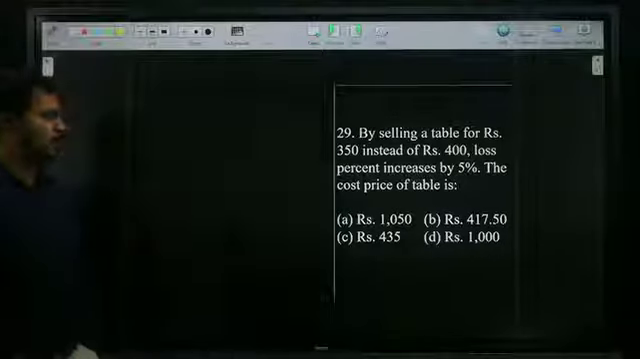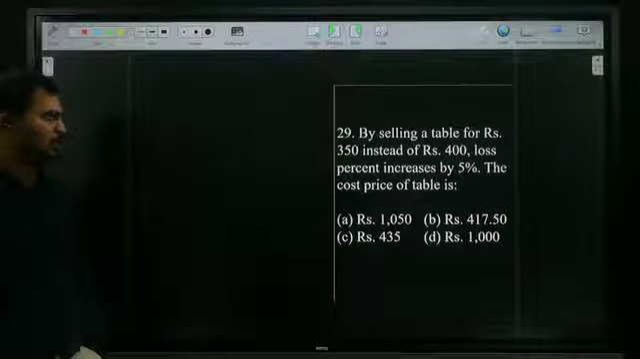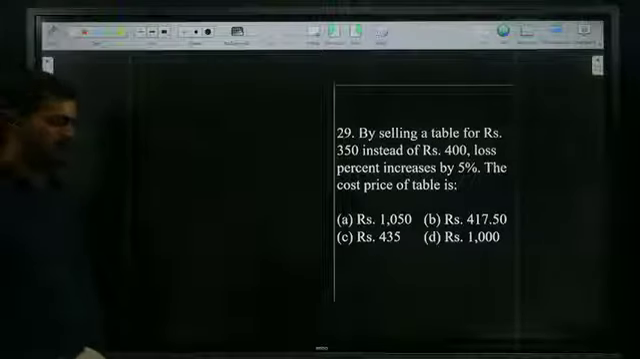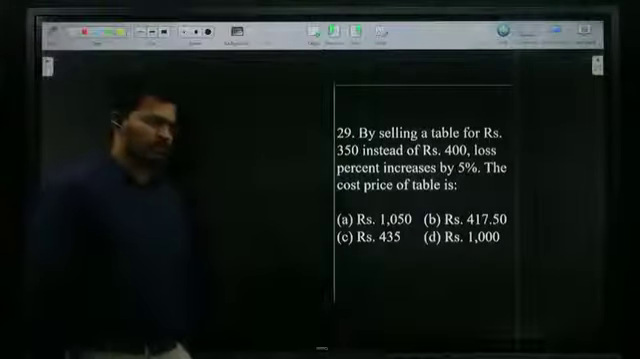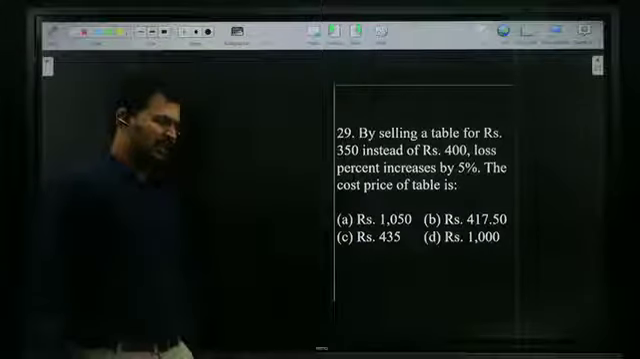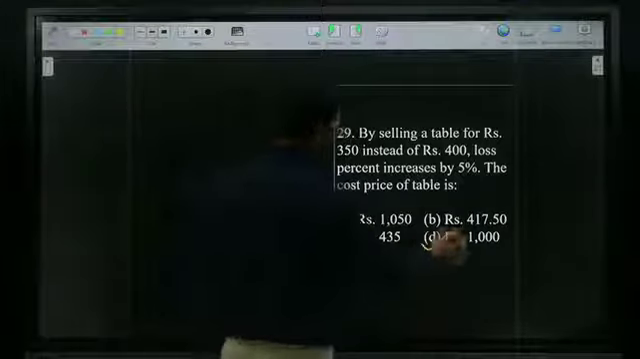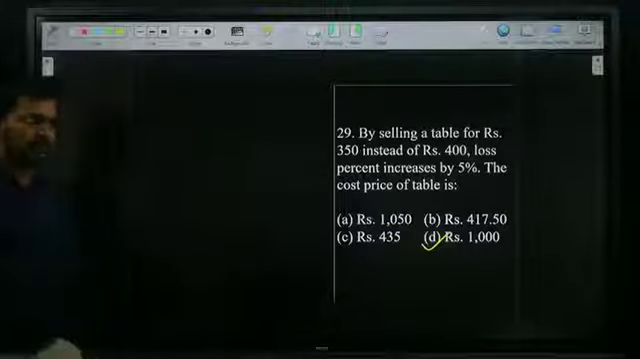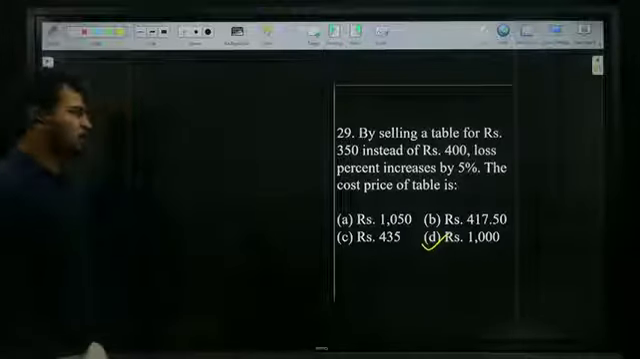By selling a table for 350 instead of 400, the loss percentage increases by 5%. The cost price of the table is dash. Very good. Yes, that is the right answer, Prasad. That is the right answer.